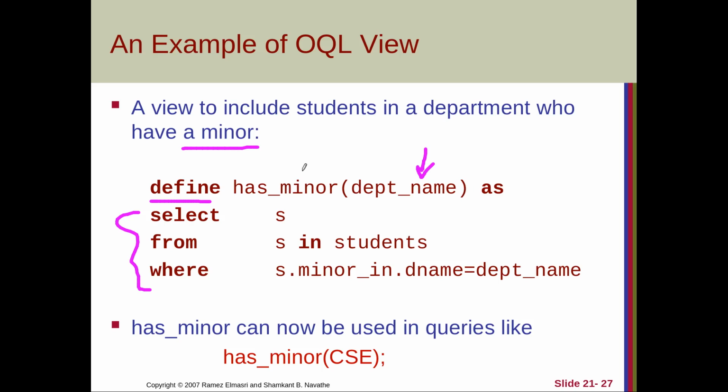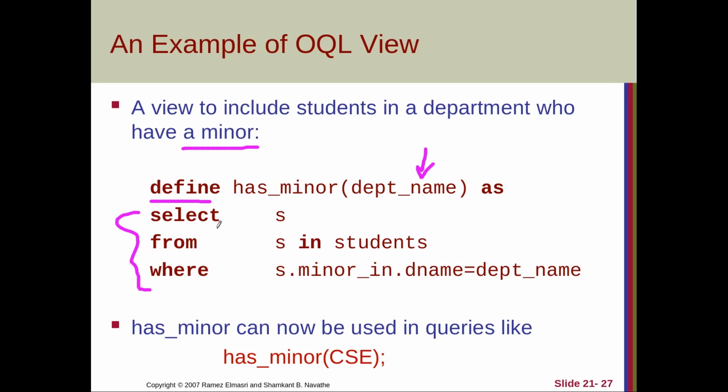So I am giving a view name. It is just like giving a view name in our normal SQL database view. So define view name; the view name is has minor of department name, because has minor is the name having a parameter department name. We don't always require this parameter, but in this example has minor is the name of the view with a parameter department name, which is an attribute of the department class. Then as another keyword. So define and as are keywords. Then provide the query.